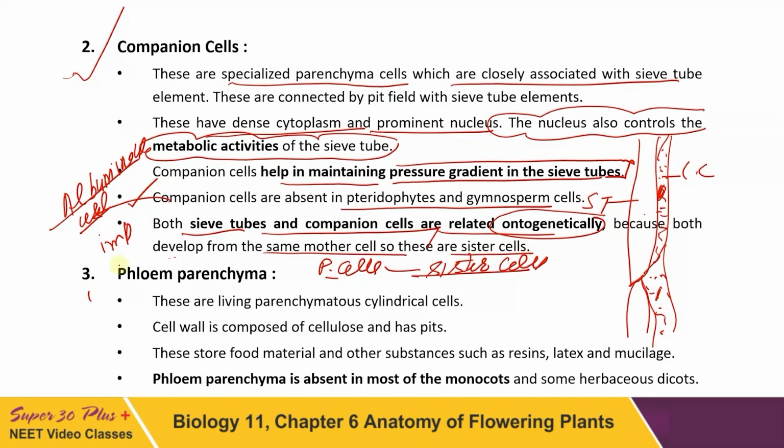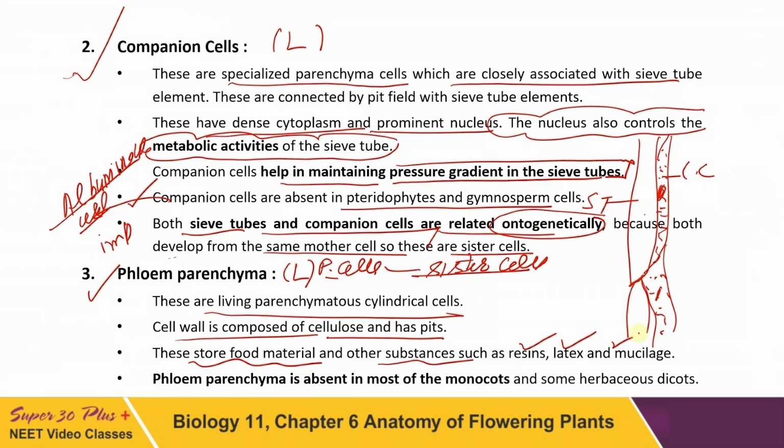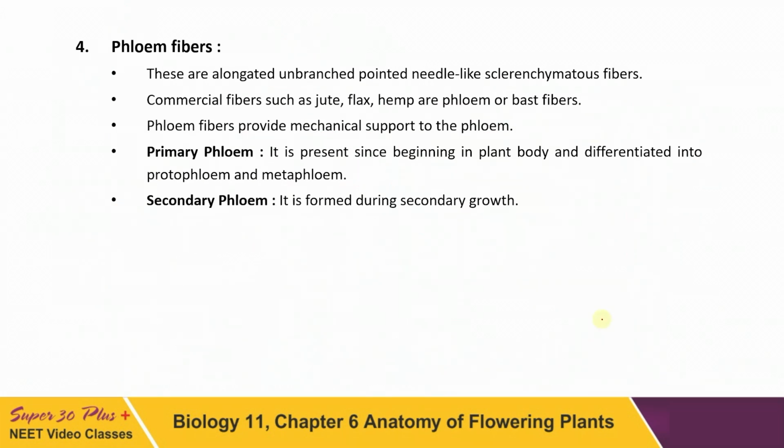Okay. Come to the third living tissue. This is also a living one. The third one is phloem parenchyma. These are parenchymatous cells, cylindrical. The cell wall is composed as usual of cellulose, and lignin is absent here. The function of this is to store food material and other substances such as resin, latex and mucilage. Important again here: phloem parenchyma is absent in most monocots and some herbaceous dicot plants. This is a question.